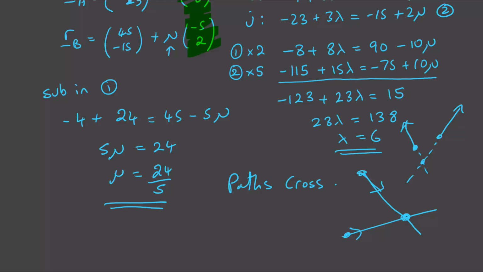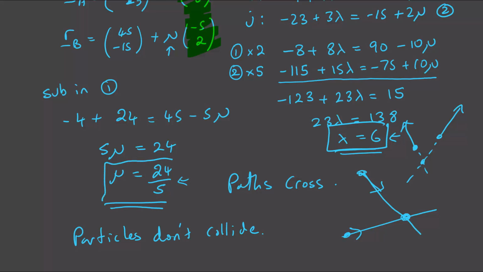But they do cross because lambda and mu are both positive numbers, but the particles don't collide. And that's because t is 6 when one of the particles is there, the first one, A, and t is 24/5 when the second particle is there. So they're there at the point at different times.